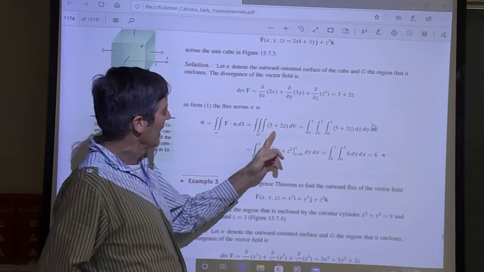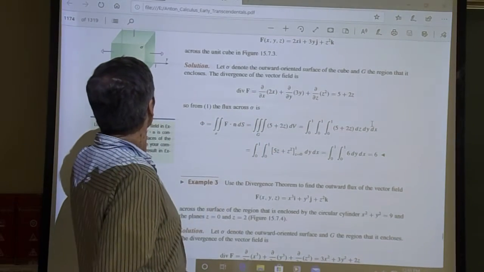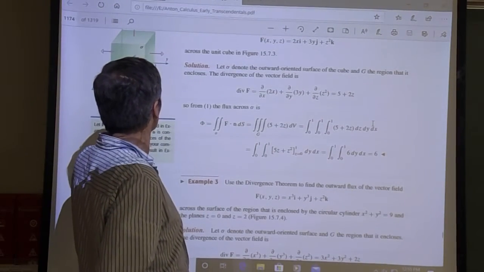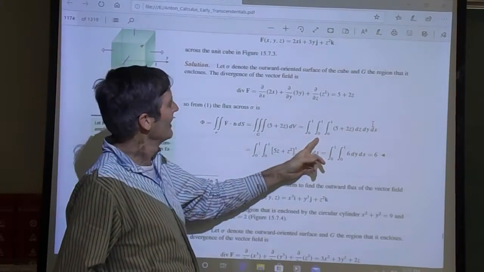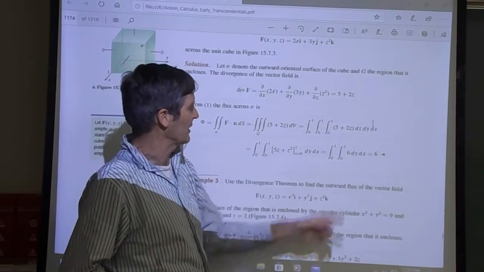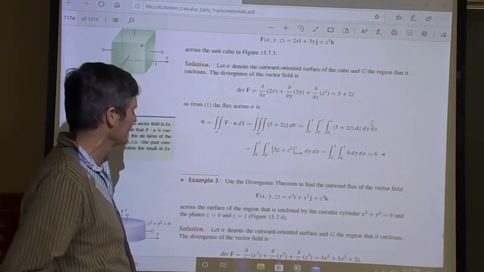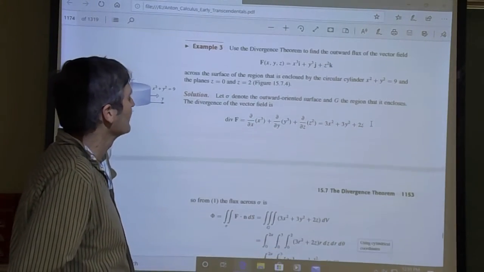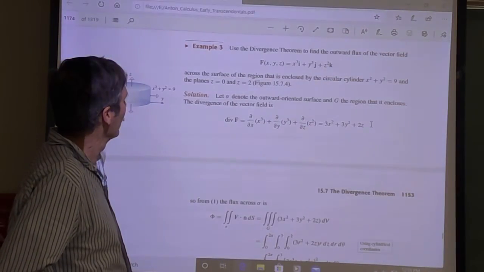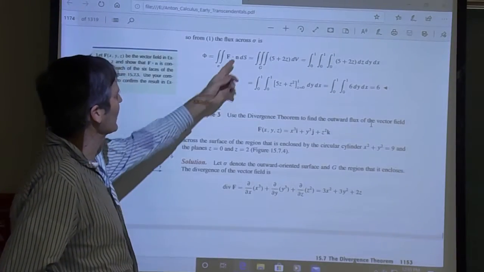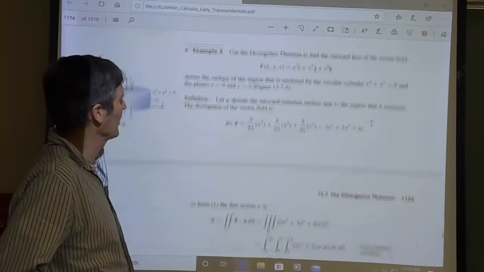So we rewrite it as the triple integral over the solid that has this surface S as its boundary. And what's the solid? Well, it's really easy. x goes from 0 to 1, y goes from 0 to 1, and z goes from 0 to 1. And we just integrate 5 plus 2z over that. That's pretty easy, right? You just follow that through and you get the number 6. This is the flux assuming an outward unit normal, by the way. That was part of the theorem also.